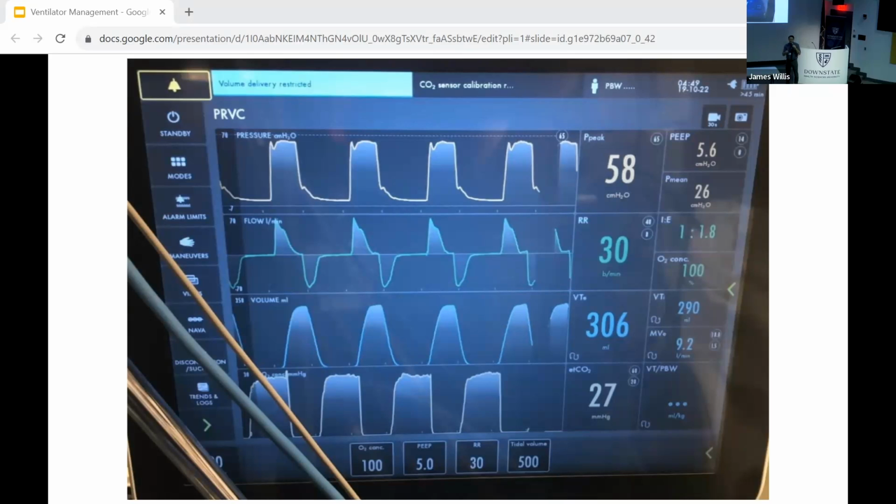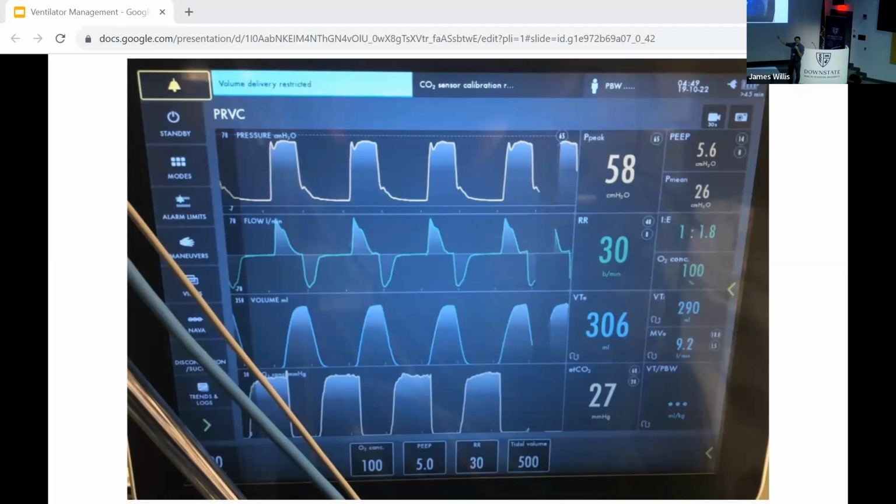If the patient's lung disease gets worse, their compliance goes down, their tidal volume will go down if you keep the pressures constant. PRVC says, you know what? We're going to account for that change in disease, and we're going to say pressure control, assist control, but if you want me to do a tidal volume of 400, I'll do it.